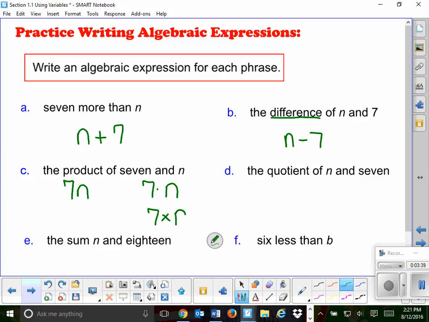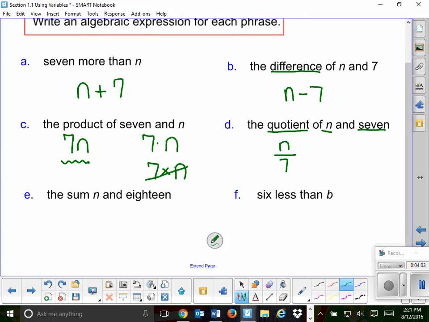We really don't like that because I don't want you to think, is that multiplication? Is that x a variable? So I don't love that way. This is definitely my most preferred way. The quotient of n and 7, just like difference, you have to go in order. You have n first and then 7, and quotient means to divide, n over 7. The next one, sum means to add, and you can do the sum of n and 18. That could also be 18 more than n.